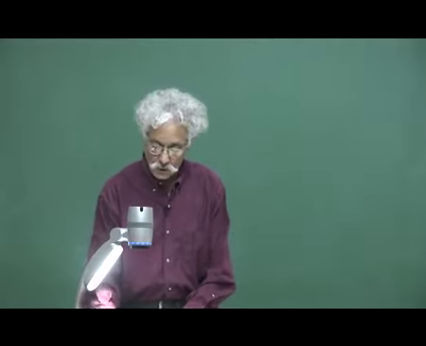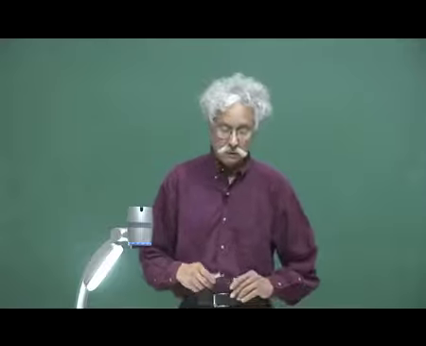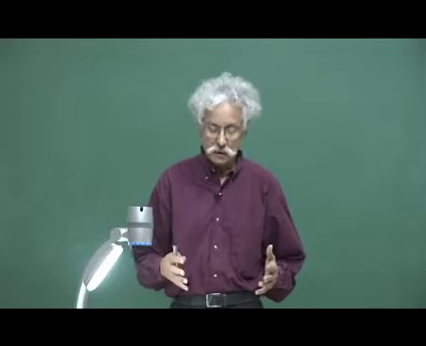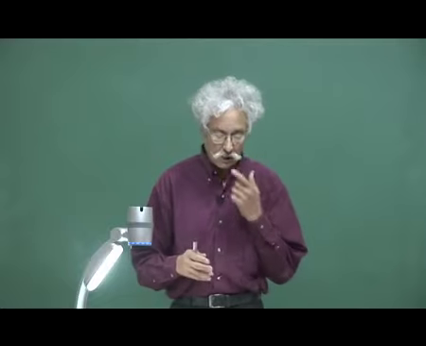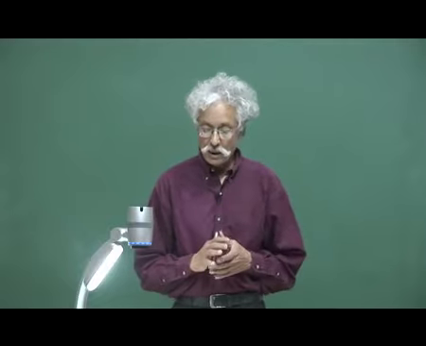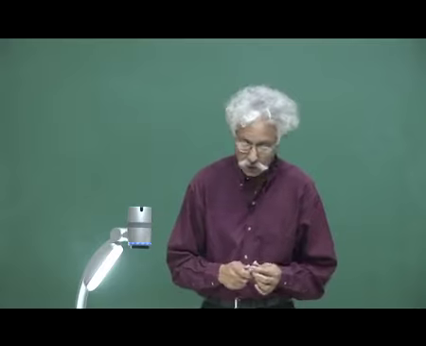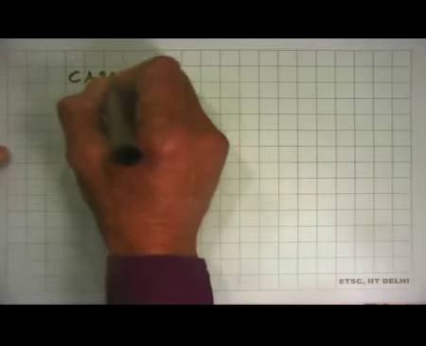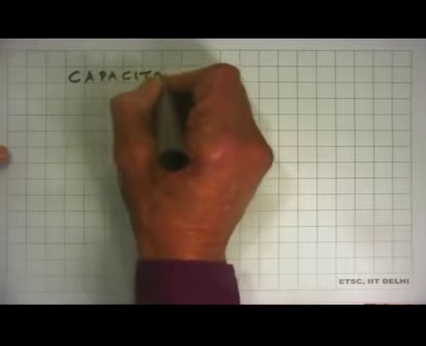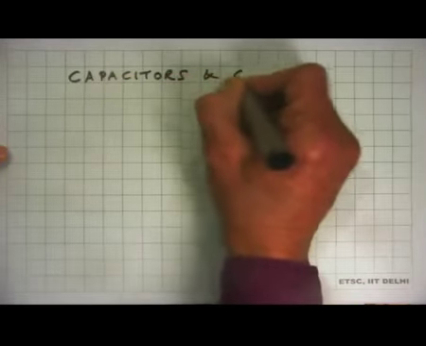Okay, so now having seen that conductors are equipotential surfaces, and that charges put on conductors reside on the outer surface of the conductor, I would like to bring in another concept, which is the concept of capacitors and capacitance.